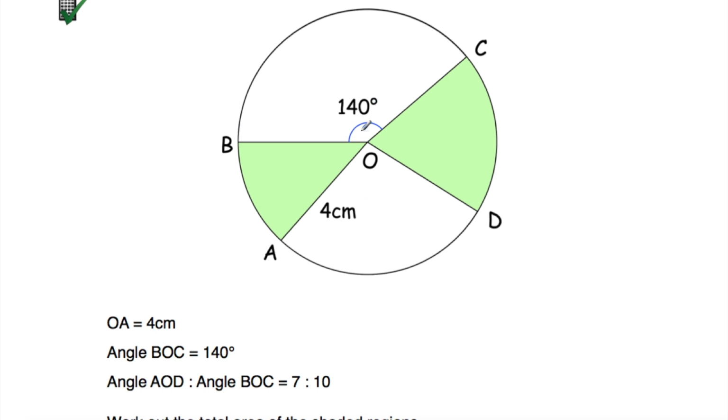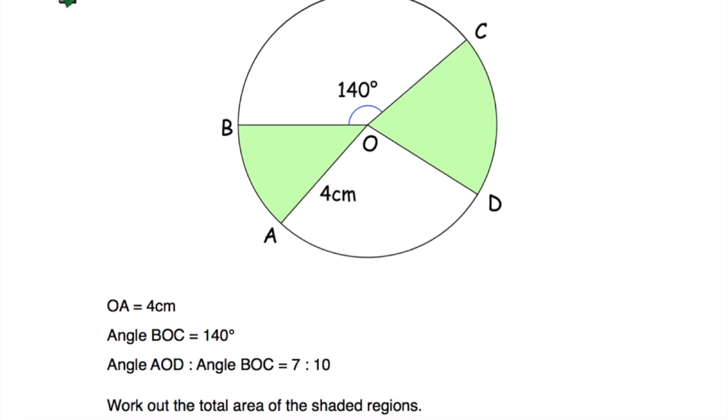So that's fantastic. So we know the ratio of this angle to this angle is 7 to 10. And the question says to work out the total area of the shaded region. So we want to work out the area of this region and this region added together. So we want to work out the total area of the shaded regions.